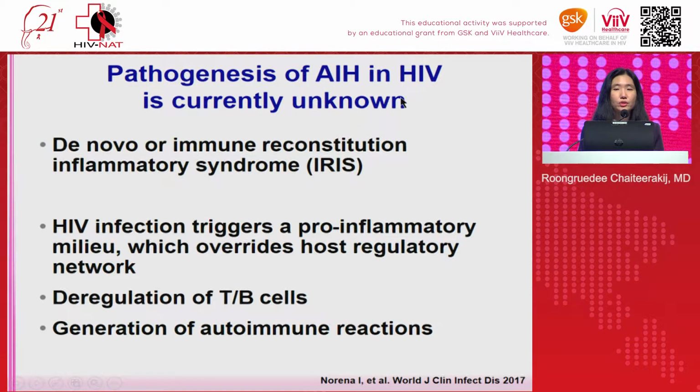Pathogenesis of AIH in HIV-infected patients is currently unknown. It could be either de novo or immune reconstitution inflammatory syndrome, or IRIS, the unmasking IRIS, as Dr. Sasisopin mentioned earlier.